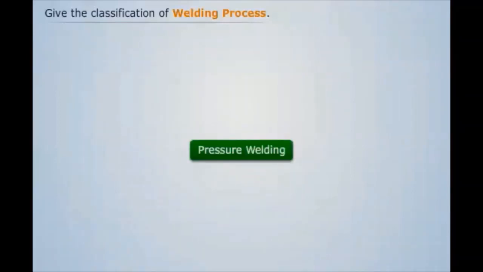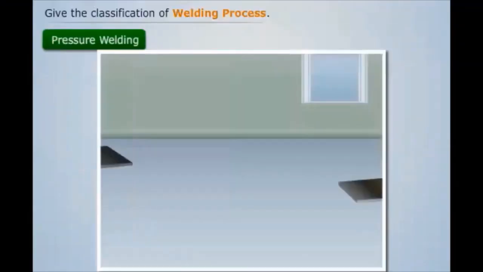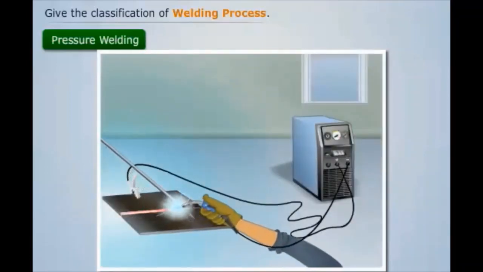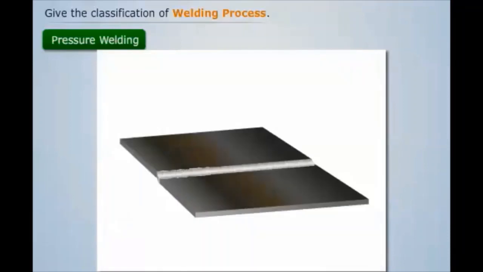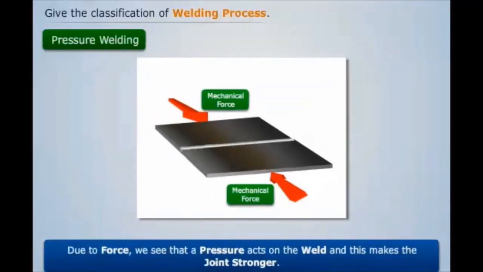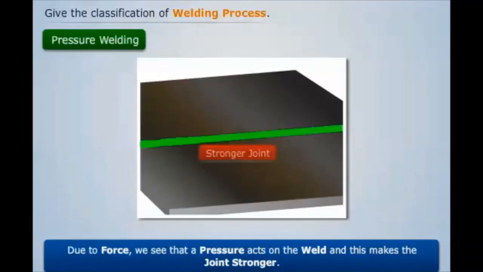Now let us understand what pressure welding is. Let us join these two metal plates. To join these metal plates, follow the same process as in fusion welding. Then at the end, apply some mechanical force on the plates towards the weld joint. Due to force, we see that a pressure acts on the weld and this makes the joint stronger.